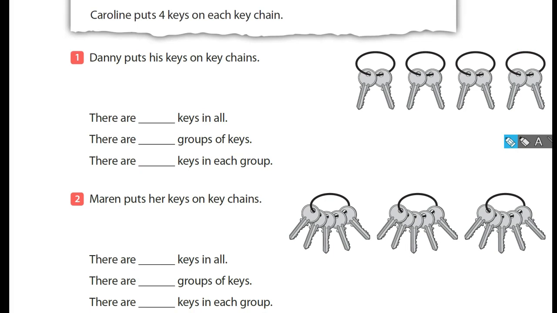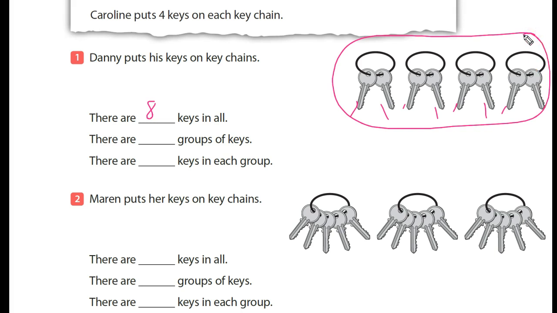Okay. How many keys does Danny have altogether? Well, let's see. 1, 2, 3, 4, 5, 6, 7, 8. Yep, he's got 8 keys. Okay. And how many groups are there? 2, 3. Okay, whoa, hold on. I'm looking right here. I'm looking at this.